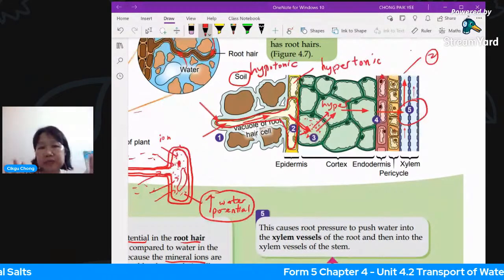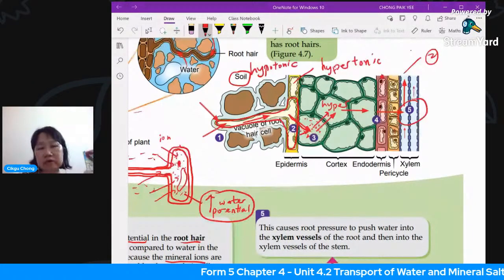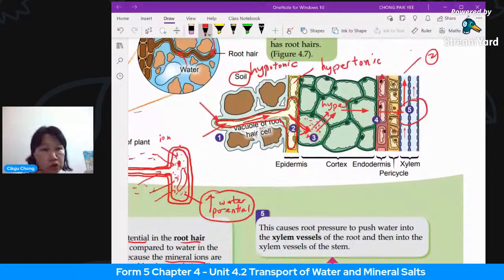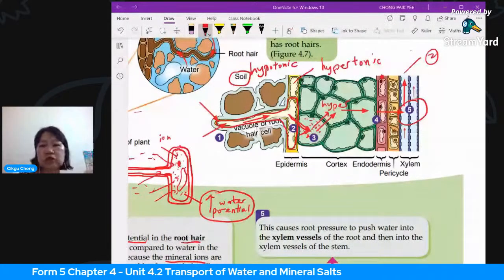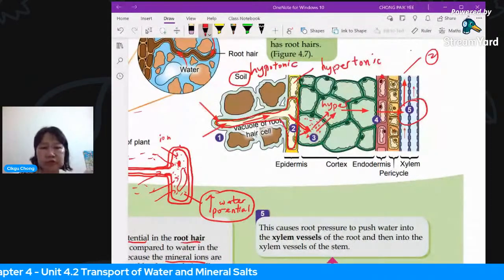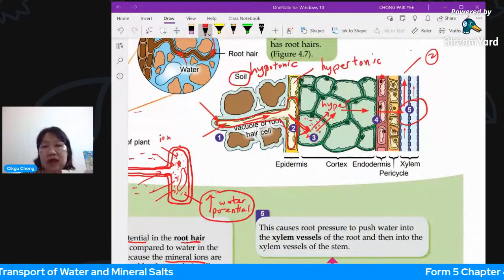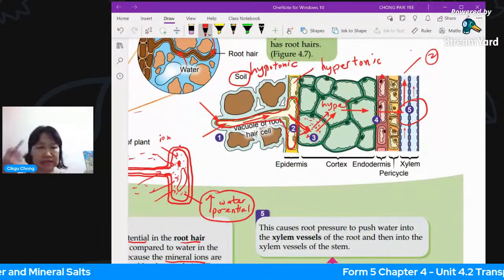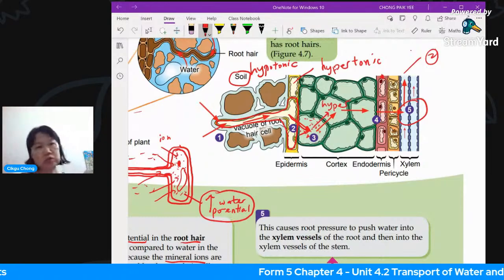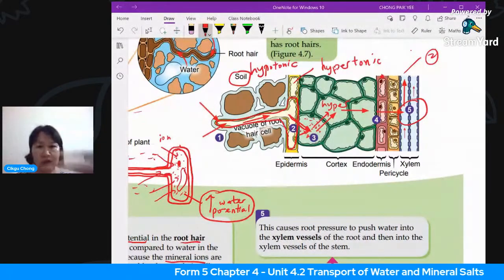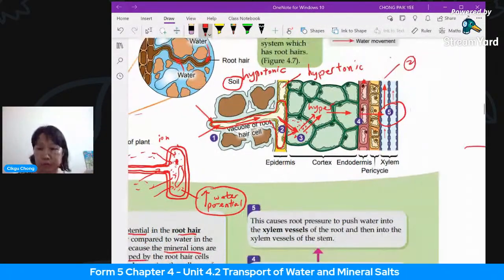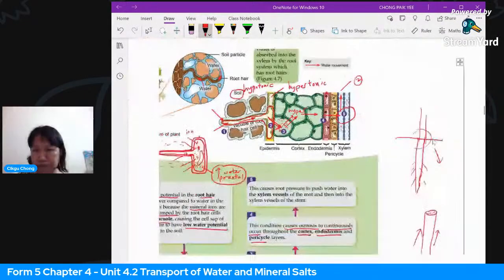The first one is root pressure, which comes from the soil into the root here. This is called root pressure. Because outside is hypotonic and the cell inside here is hypertonic, water keeps on moving in. So this causes root pressure.